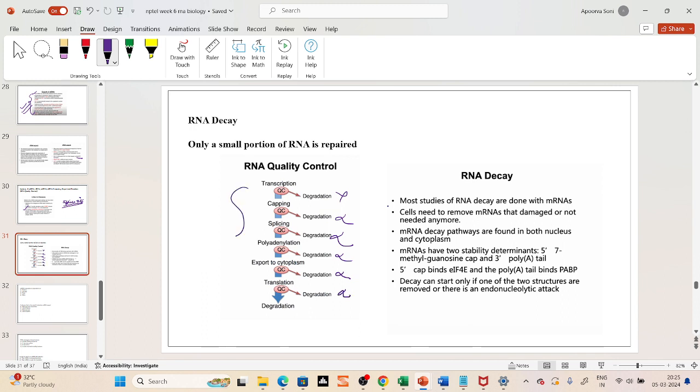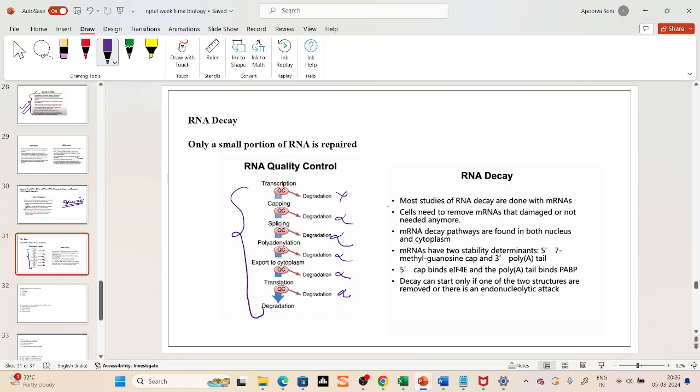So you can see that each and every step is precisely controlled and regulated, so that the cell tries its best that there is no mutation which can lead to some kind of disease or pathological manifestation. If there is quality control, that means degradation of RNA also takes place for those RNAs which have not passed the quality control test. For example, if this transcribed RNA has not passed its quality control test, it will be degraded. This RNA, if it is not spliced properly, will be degraded.